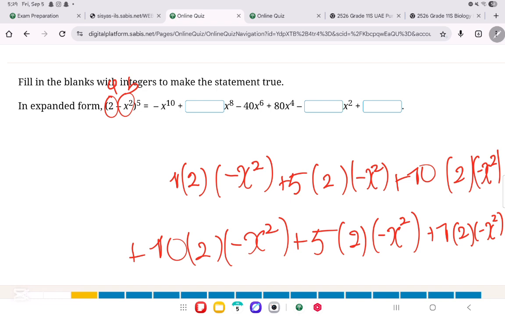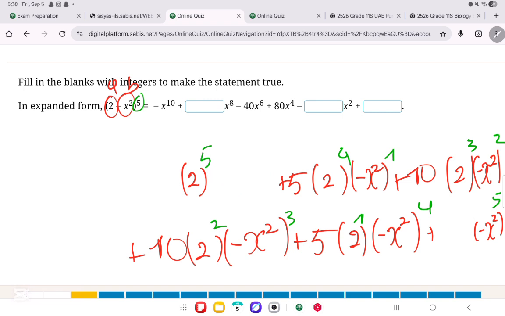Now what do we do again? For A, we start with the n and we decrease all the way until 0. So 5, 4, 3, 2, 1, 0. For B, we start with 0 and we increase all the way until n. So 0, 1, 2, 3, 4, and 5. Now anything with 1 or to the power of 0, we can cancel it. And we will be left with this. Now all you need to do is solve it.